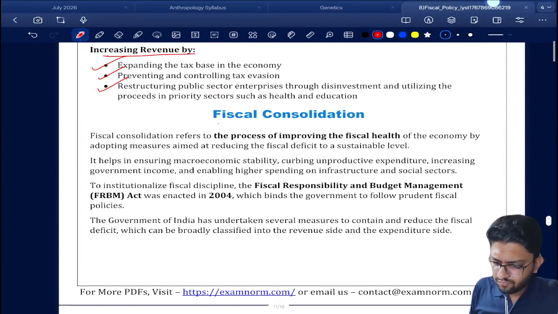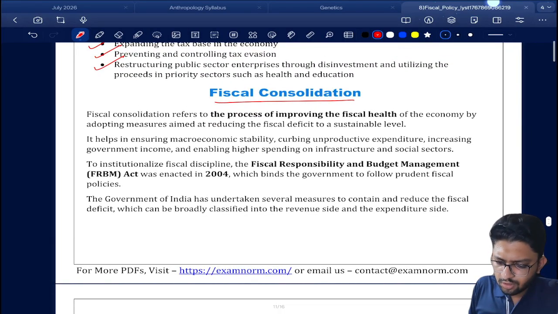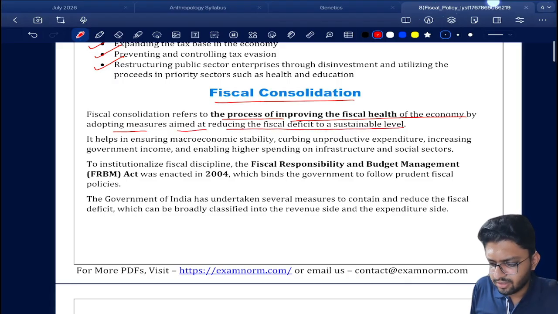Fiscal consolidation. Fiscal consolidation refers to the process of improving the fiscal health of the economy by adopting measures aimed at reducing the fiscal deficit to a sustainable level.